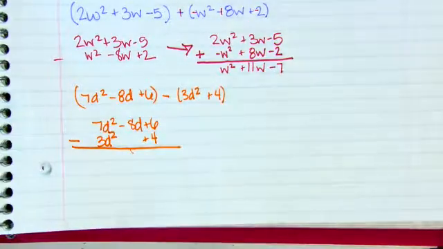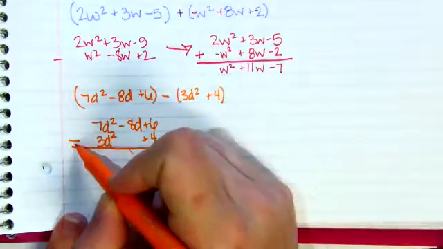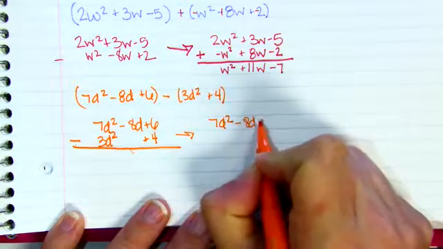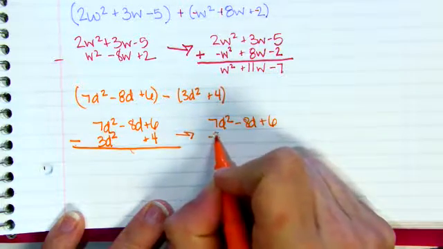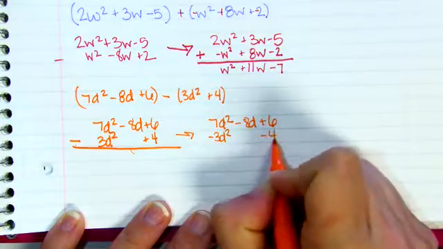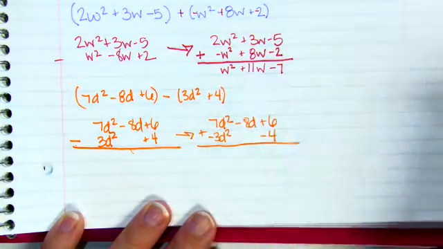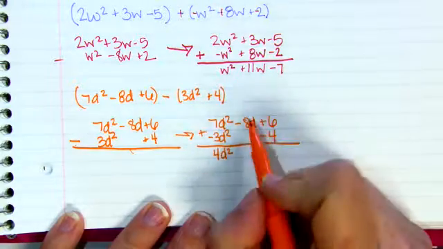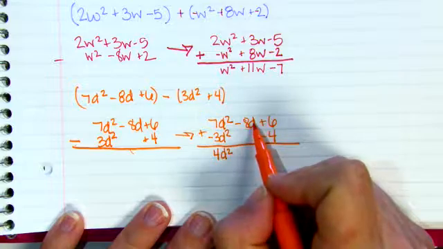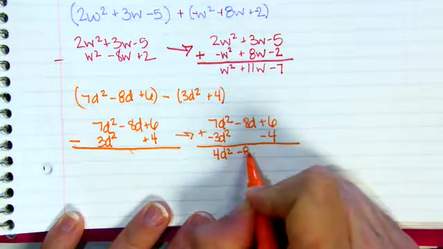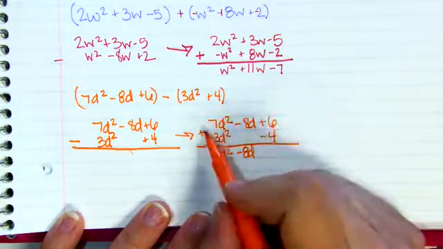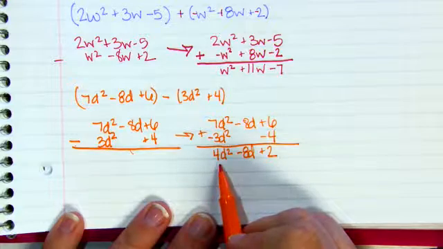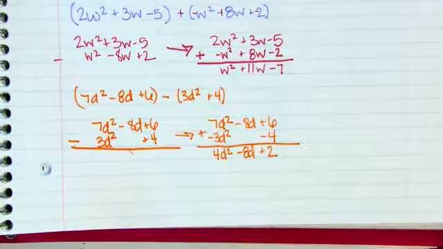That's a plus 4. So change this from subtraction to addition. So 7d squared minus 8d plus 6. This becomes a negative 3d squared and a negative 4 because I'm adding the opposite. 7 plus negative 3 is positive 4d. I'm taking away 8d, but I'm taking 0 from that, so that's negative 8d still. And 6 plus a negative 4 is 2. So this will simplify to 4d squared minus 8d plus 2.